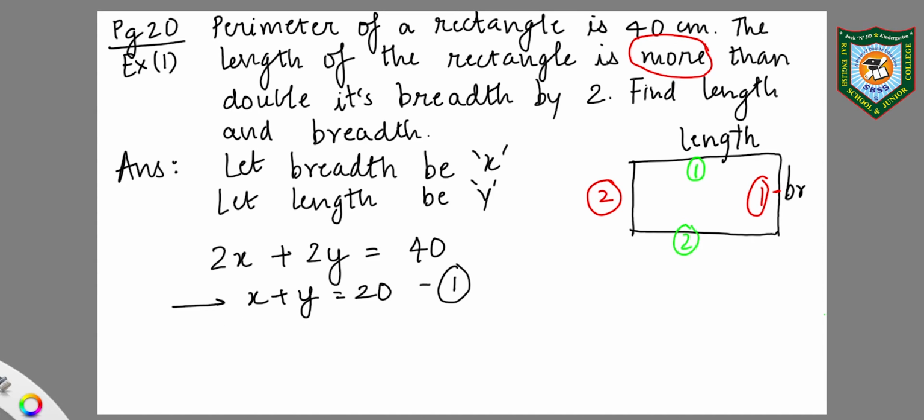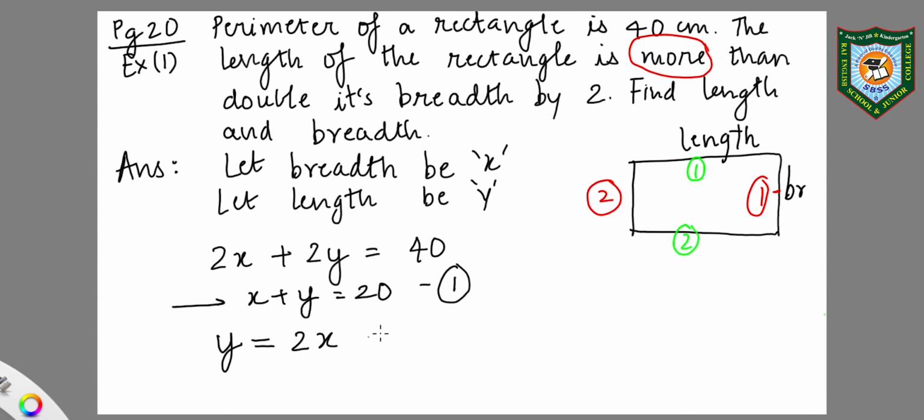So y, the length of the rectangle, is defined by y, so I have written y is more than. That means the statement is defining that the length of the rectangle is equal to whatever comes in the statement next. Therefore we have an equal to sign here. So y is equal to more than double its breadth. Double its breadth means 2 times, that means double, and the value of breadth is x, and the value that it is more than by is 2.